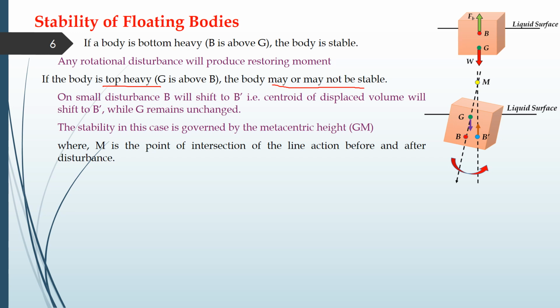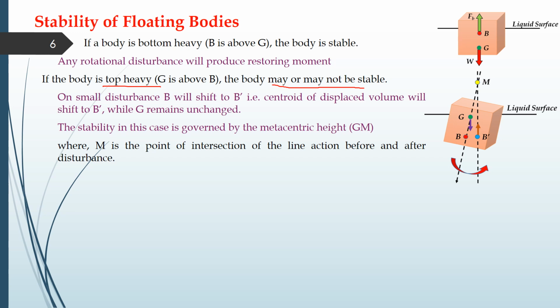So let me tell you what will happen if there is some disturbance. On a small disturbance, what will happen? This is a small disturbance which is shown over this point. B will move towards this point, because the point of the buoyancy force will act in the upward, vertical direction. So this point will shift, this B will shift from B to B dash.